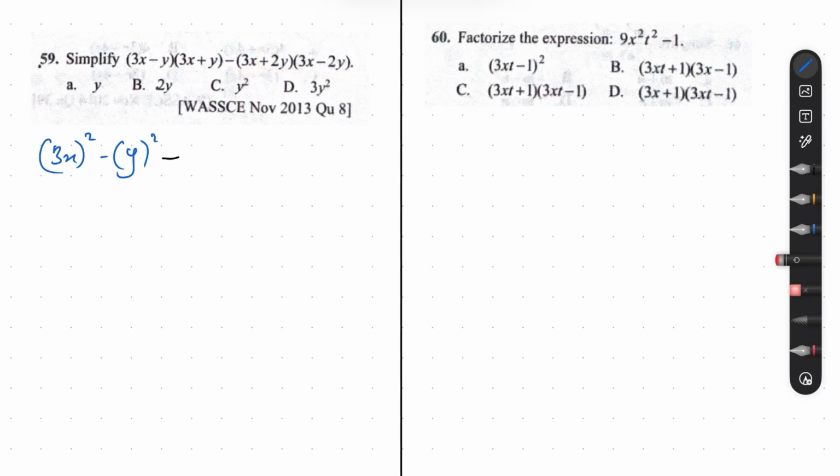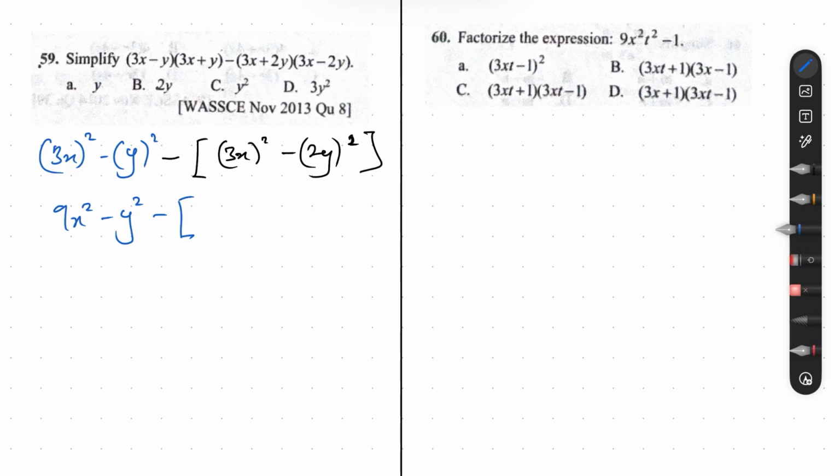Okay, so let's put a big bracket for them. Then we would have (3x) squared minus (2y) squared. Okay, cool. So now let's simplify. This will give us 9x squared minus y squared minus, square bracket open, 9x squared minus 4y squared. Let's simplify further. We have 9x squared minus y squared minus 9x squared.